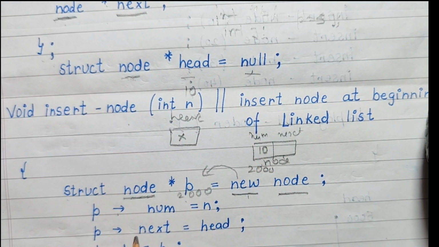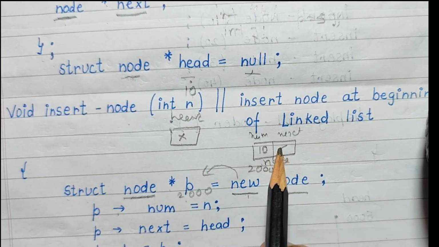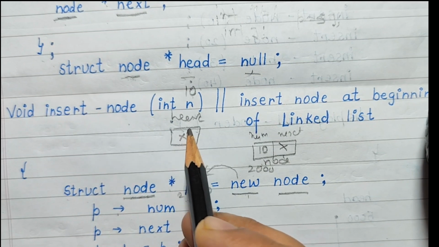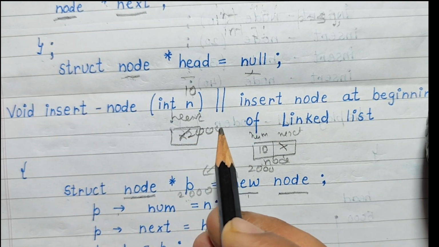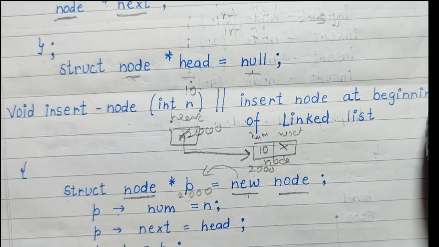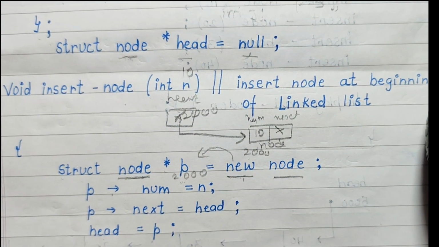After this, p->next = head. Right now head has a value null, so null goes here. After this, head = p. So what is the value of p? p has the value 2000. So 2000 will be stored in head. When 2000 is stored, head is connected to the first node. I hope all of you are clear. Here our first node is inserted.